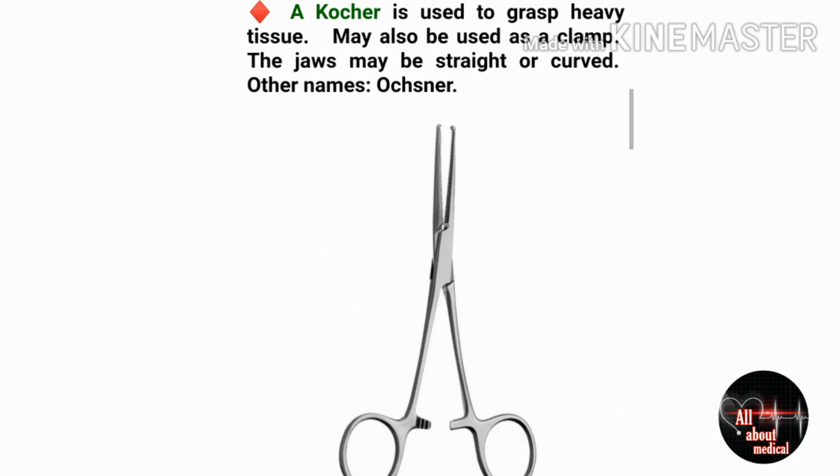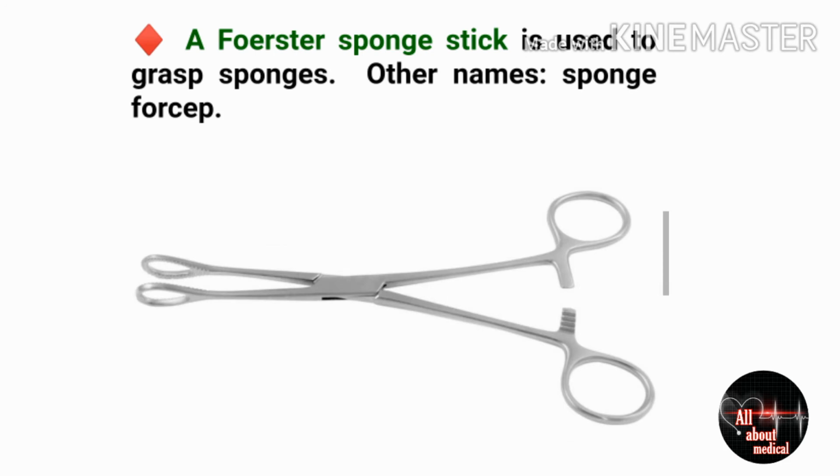It is used to grasp heavy tissue, and it may also be used as a clamp. The jaw of the Kocher may be straight or curved, and its other name is Ochsner, as you can see very clearly. And now this is the image of the Foerster sponge stick. It is used to grasp sponges, and you can also call it sponge forceps, and also sponge holder. So this is the sponge holder.